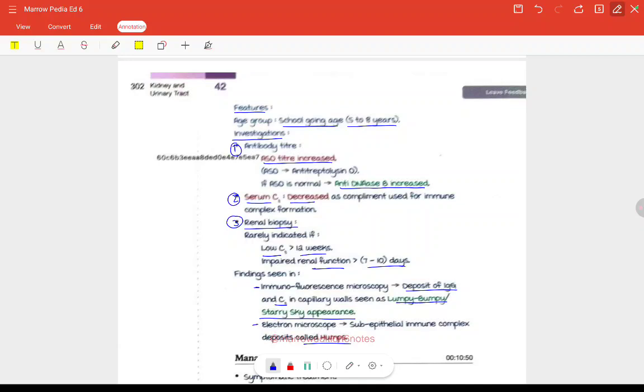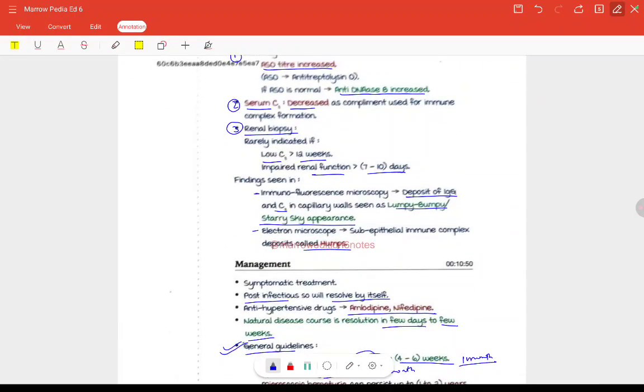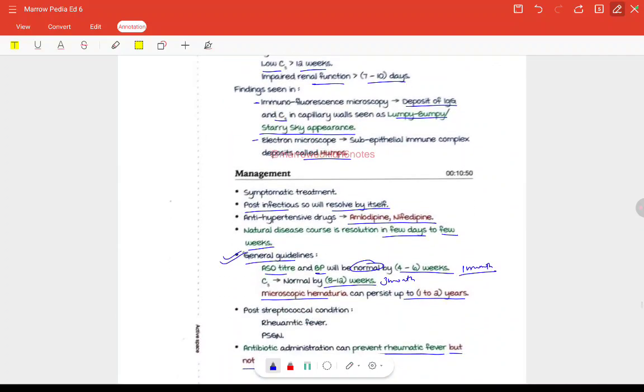On investigations we do the ASO titer, which will be increased, and if ASO is normal we do the anti-DNase B, which might be increased. Serum C3 is decreased, and renal biopsy is indicated only if serum C3 is decreased for more than 12 weeks and there is renal function impairment of more than 7 to 10 days. On renal biopsy we will see a lumpy bumpy appearance on immunofluorescence due to IgG and C3 deposition, and on electron microscopy we will see humps due to immune complex deposition in the subepithelial area.